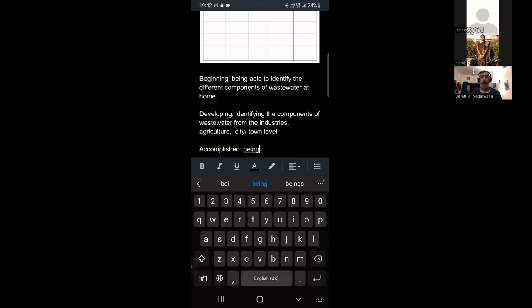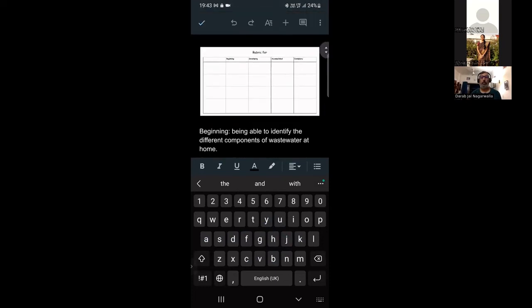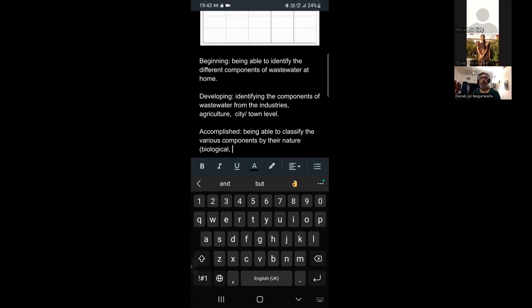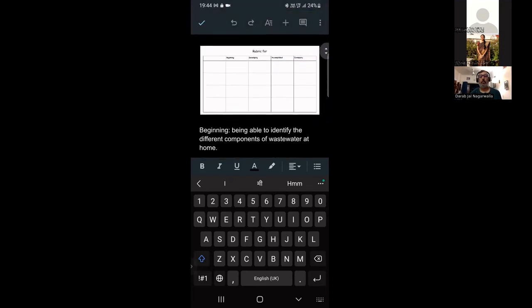Accomplished, being able to classify the various components by their nature. And the last could be to suggest ways to remove these components. Or say reduce, either reduce or remove. Recycle. What do you do? Filter out the waste. It could either be reduce or filter, or it could also be remove. Okay.